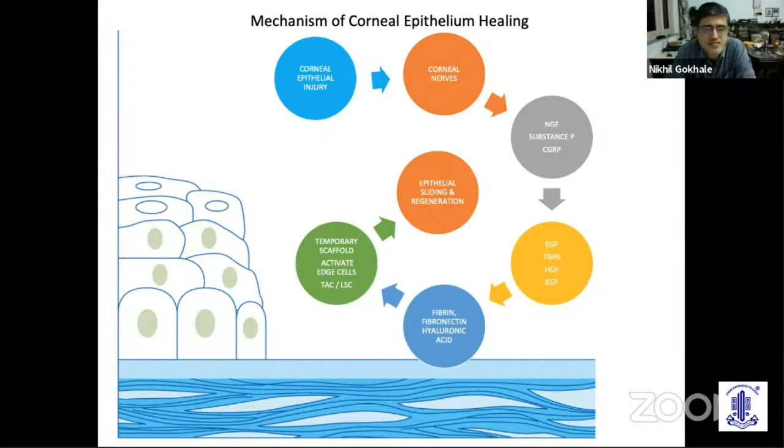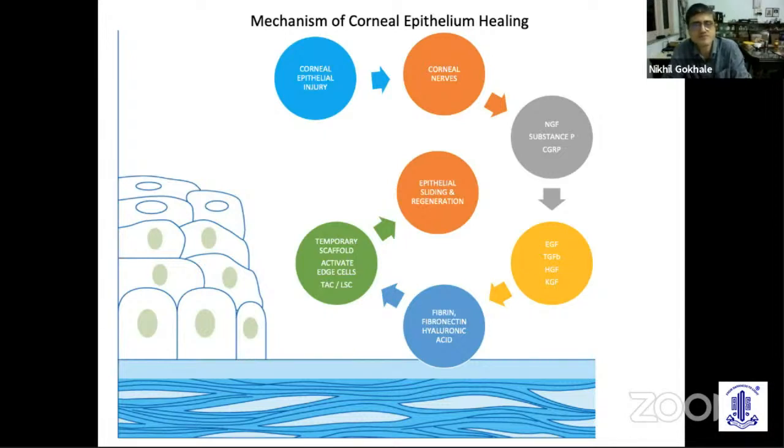So this temporary scaffold which forms activates the cells at the edge of the epithelial breakdown to rapidly spread over. And it also sends signals to the transient amplifying cells in the limbal stem cells in case there is a significant epithelial breakdown. So eventually there is epithelial sliding and regeneration, and the surface does heal up.